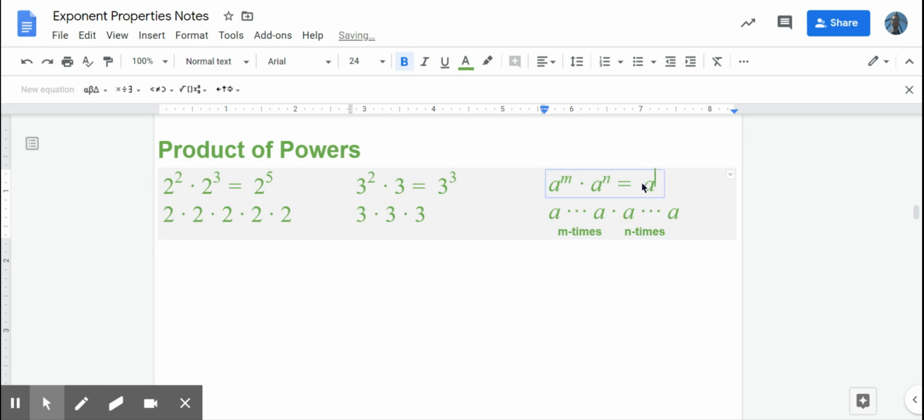So it's exactly what we were hypothesizing from our 2 examples over there. And there is your product of powers property of exponents. Same base, different exponents, add them together.